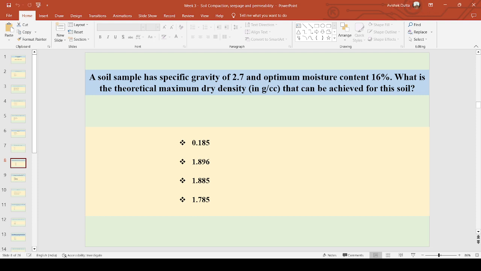Those who have joined late, please write down the questions first. After I dictate all the questions, I'll give you some time to solve them, and after that, I'll be discussing the answers one by one. Okay, so start from this question. A soil sample has specific gravity of 2.7 and optimum moisture content 16%. What is the theoretical maximum dry density in gram per cc that can be achieved for this soil? Your options are 0.185, 1.896, 1.885, 1.785.